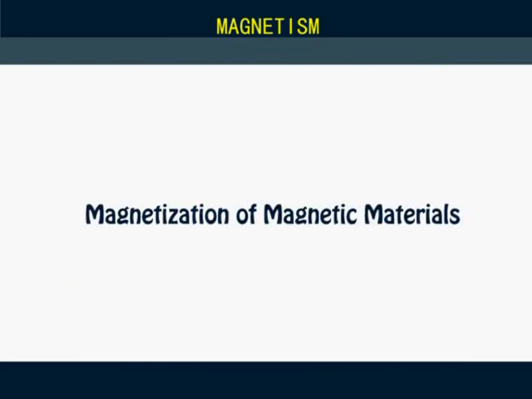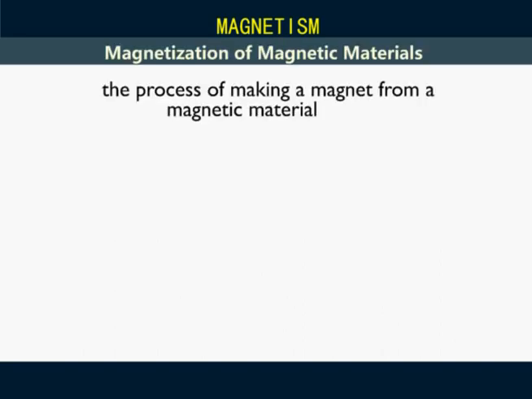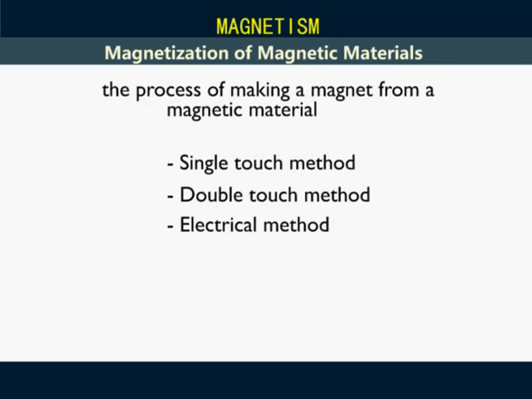Next, magnetization of magnetic materials. Now, magnetization is the process of making a magnet from a magnetic material. The magnetism may be permanent or temporary. The methods of magnetization include single touch method, double touch method, and electrical method.